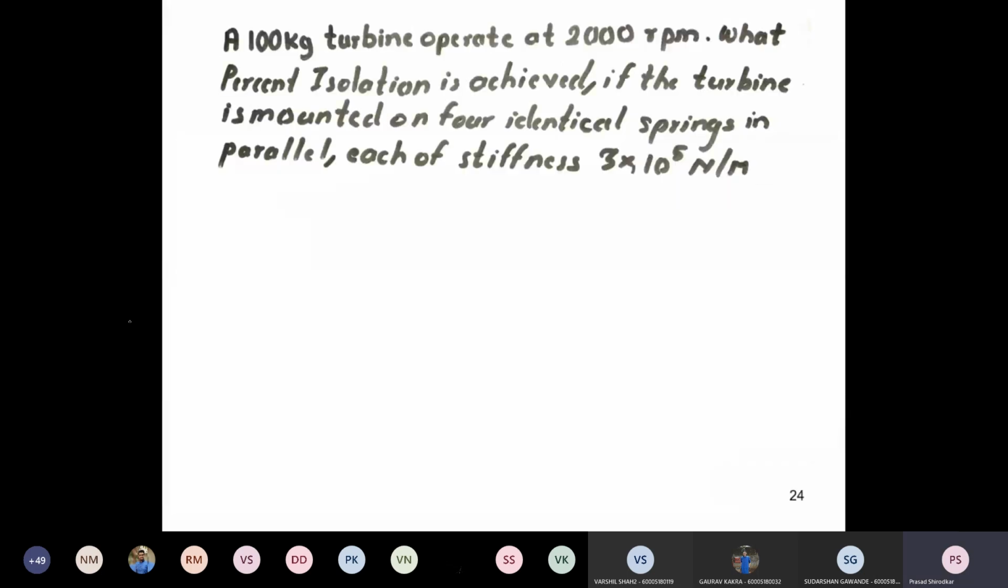All right, so I will just read the next question. A 100 kg turbine operates at 2000 rpm. What percentage of isolation is achieved if the turbine is mounted on 4 identical springs in parallel with each other? Okay, each of stiffness 3 into 10 raised to 5 Newton per meter. So we'll see this question.